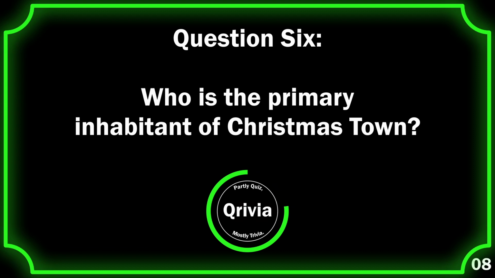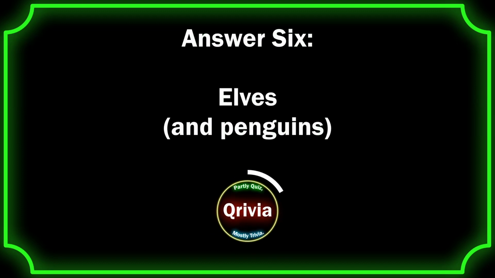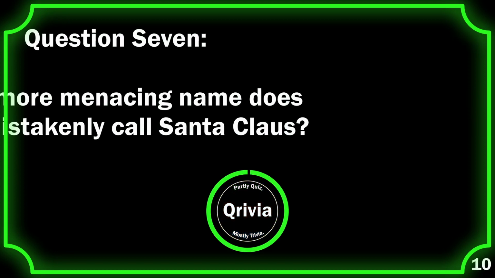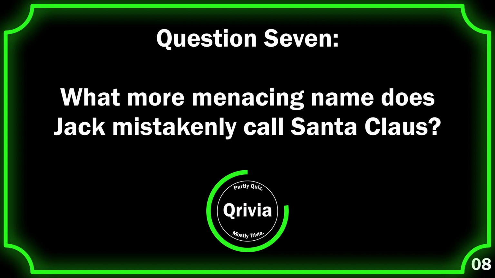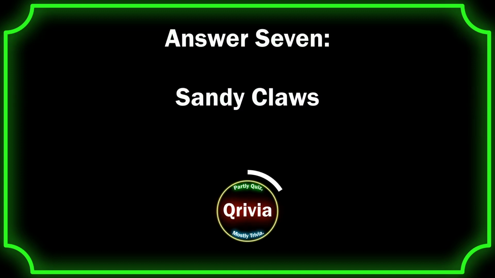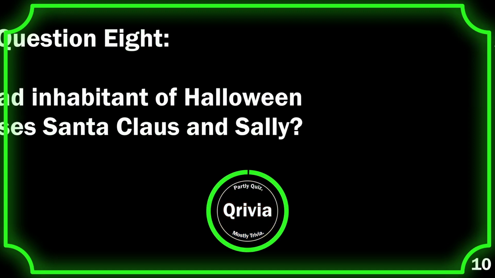Question six. Whomst is the primary inhabitant of Christmas Town? Is it whomst you might expect? Well, if you expect elves and penguins, then yes. But question seven. What more menacing name does Jack mistakenly call Santa Claus? See, for the previous question, I built it up. You thought I was going to say Santa Claus, but I didn't. He calls him Sandy Claus. Are we going to kidnap Sandy Claus?